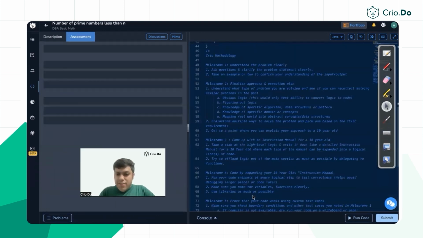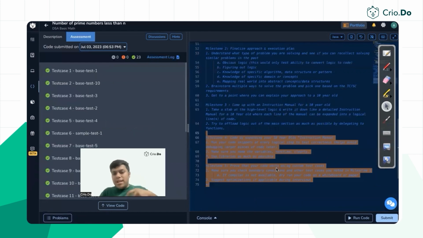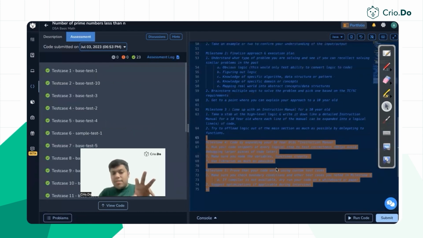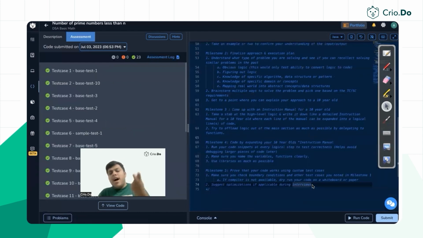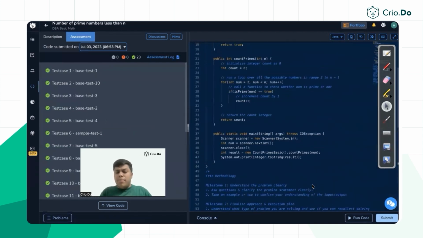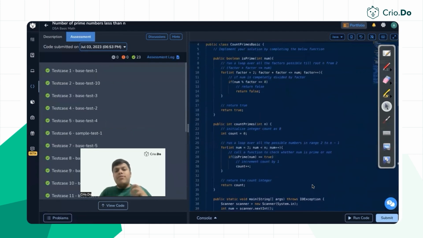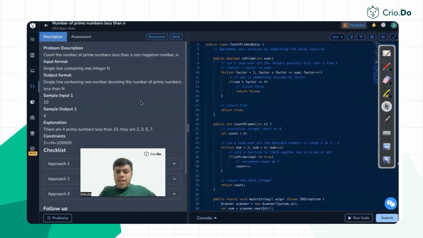So with that, we have discussed the fourth milestone, that is the instruction manual, along with the fifth one, that is how we can come up with this approach using some sample test cases and corner test cases. But one thing from my side will be a follow-up question. Till now, we have solved this problem using a simple iterative solution where we checked each and every number, whether it is prime or not.